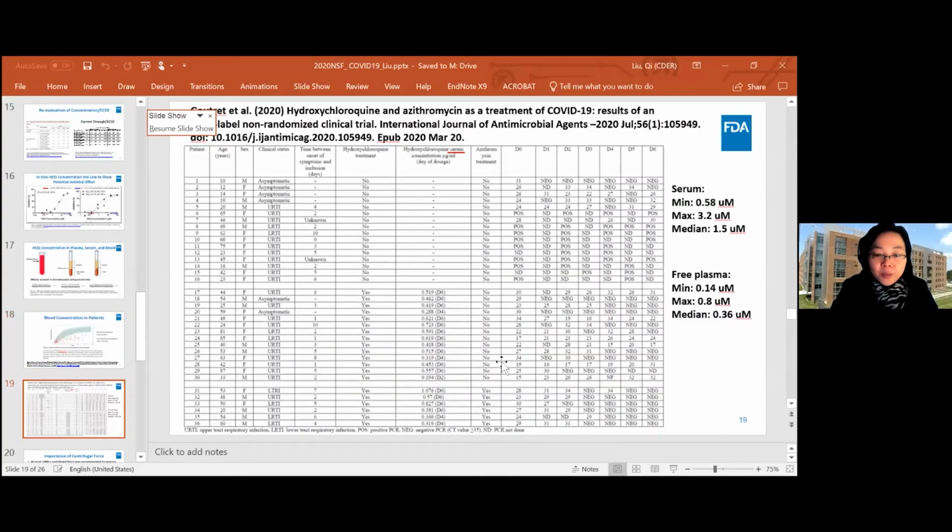This paper is a well-known paper that contributed to the enthusiasm for hydroxychloroquine. The efficacy data was heavily criticized because of the lack of a randomized design and exclusion of some patient data. We took a look at the PK data in this paper. If we convert the serum data to the free plasma concentration data, again, the median level is only half of the lowest EC50 value of 0.72 micromolar.